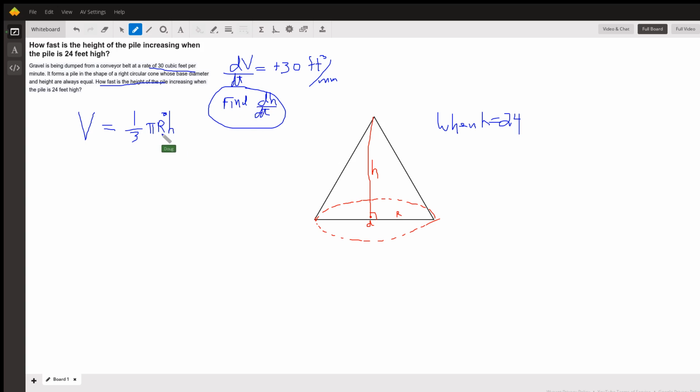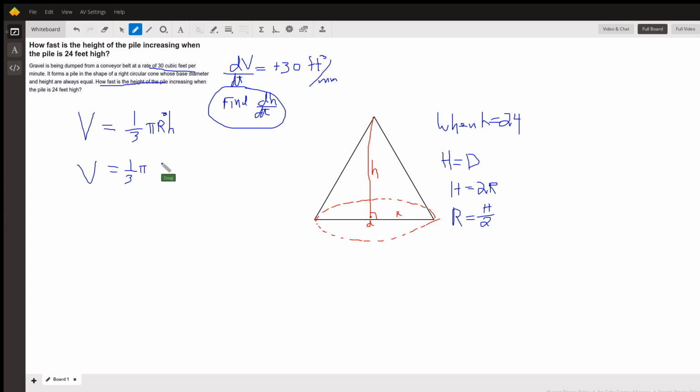Now we've got two variables on the right here, two independent variables, r and h. We'd like to get the volume in terms of just the variable h, and they tell us that h is always equal to this base diameter, d, but the diameter is twice the radius. So it must be true that the radius is always half the height. So we can rewrite this formula in volume in terms of h only.